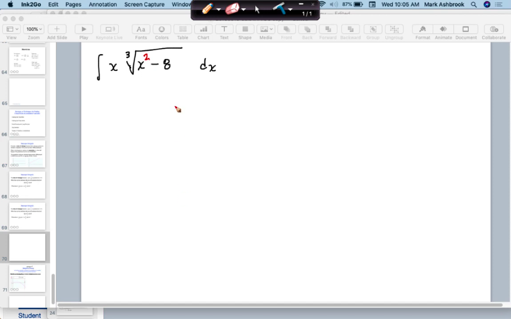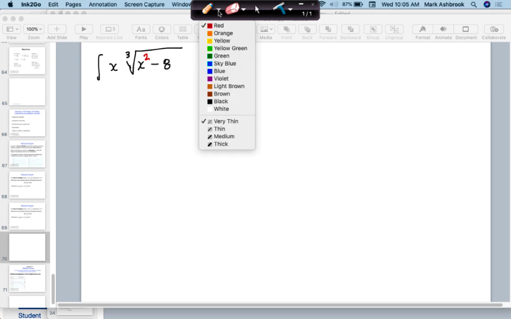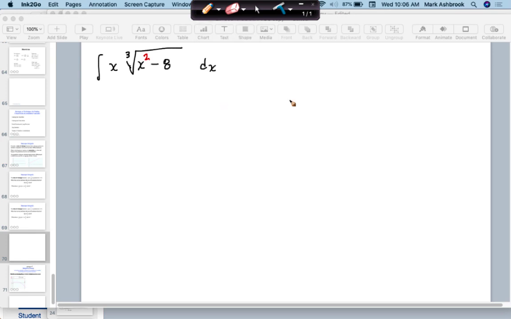First attempt is? First attempt, if this were the problem? We're experts by now of undoing the chain rule, right? First attempt would be? X squared minus 8 to the, this is 1/3 power. 4/3, right? And then we need 3/4. And we'd also need 1/2.